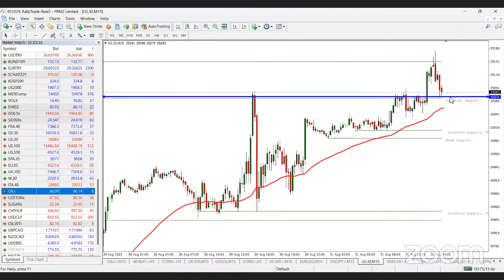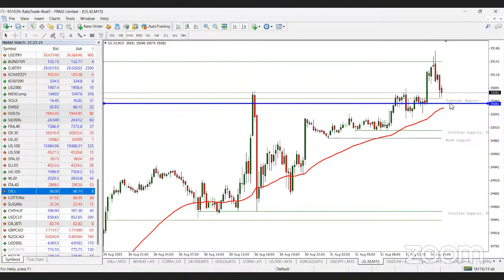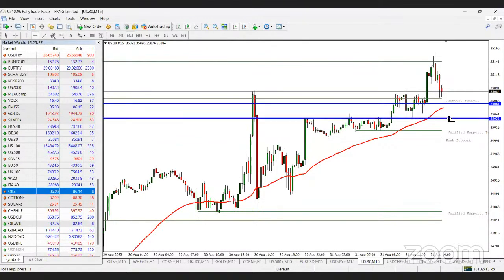Let's see where we're going to sell US 30 from. We'll sell US 30 from 35,060 to around 35,030. Okay, that will be my sell on US30.